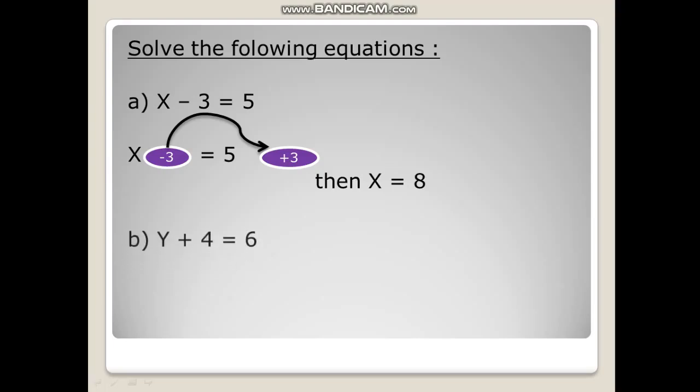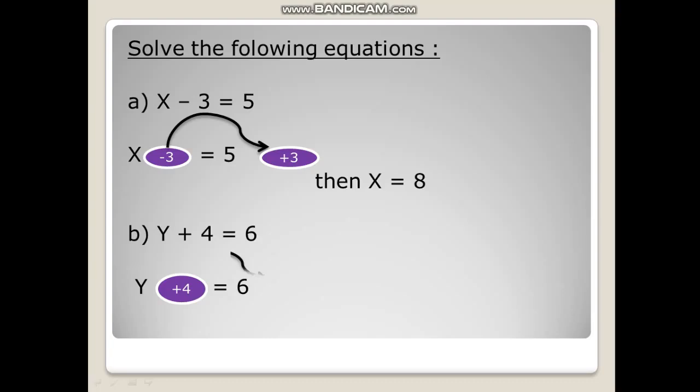Let's move to the second equation. y plus 4 equals 6. To solve, we mean find the value of the unknown y. Here, beside y, I have plus 4. And if I need only y on one side, the numbers must go to the other side. If it wants to go to the other side of the equal sign, it must change its sign. Find the opposite sign.